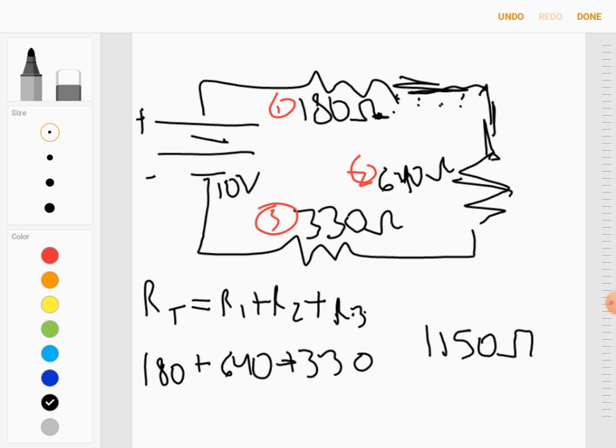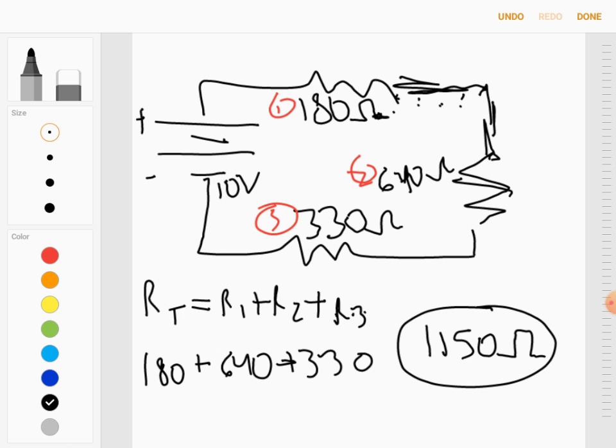1150 ohms. And I bet in some problems you have, they might have an example with micro ohms or nano ohms, and you'd have to convert to just standard ohms. And in lesson 1, I show you how to do that. So see that if you need to know how to convert units.